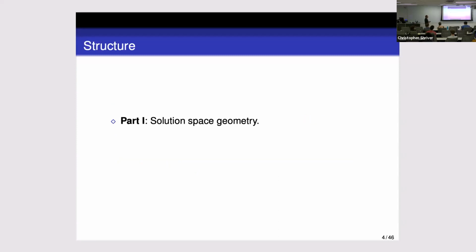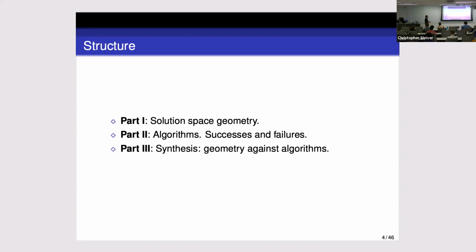Okay. So the structure of the two lectures is 3 parts. In the first part, we'll talk about solution space geometry of some combinatorial optimization problem. This will be devoid of any algorithm. So here we'll just learn how the optimal solutions or near optimal solutions look like in random structures like random graphs.